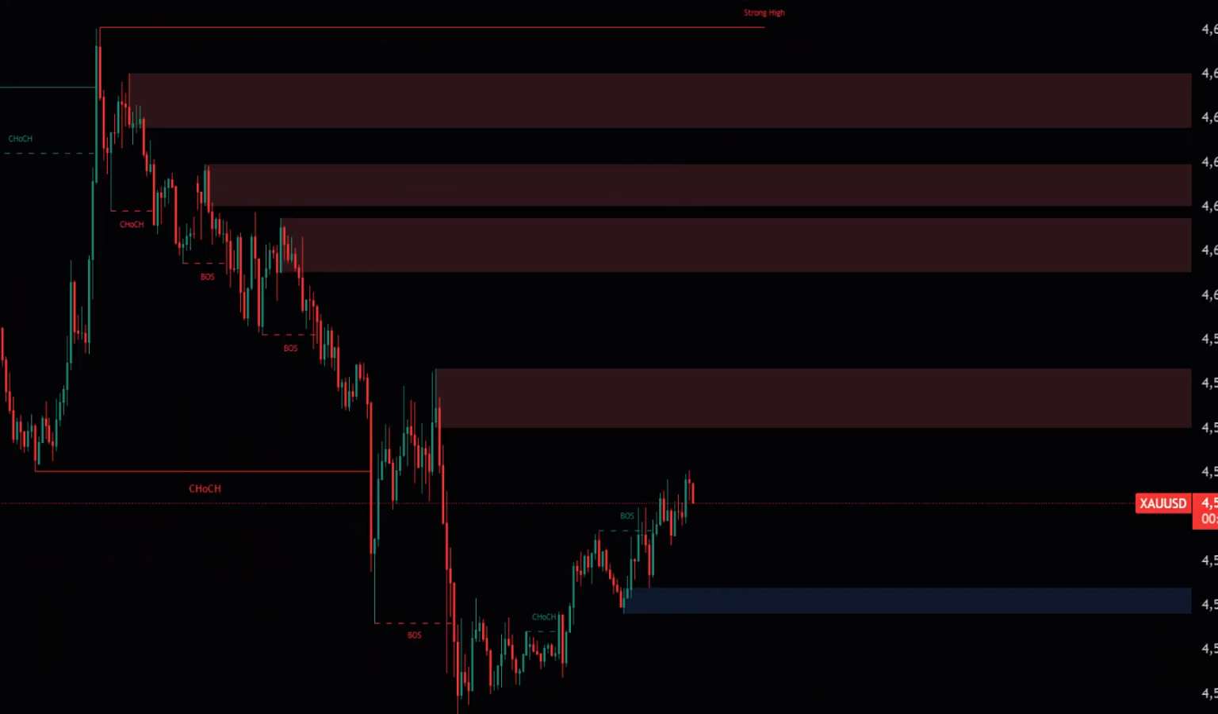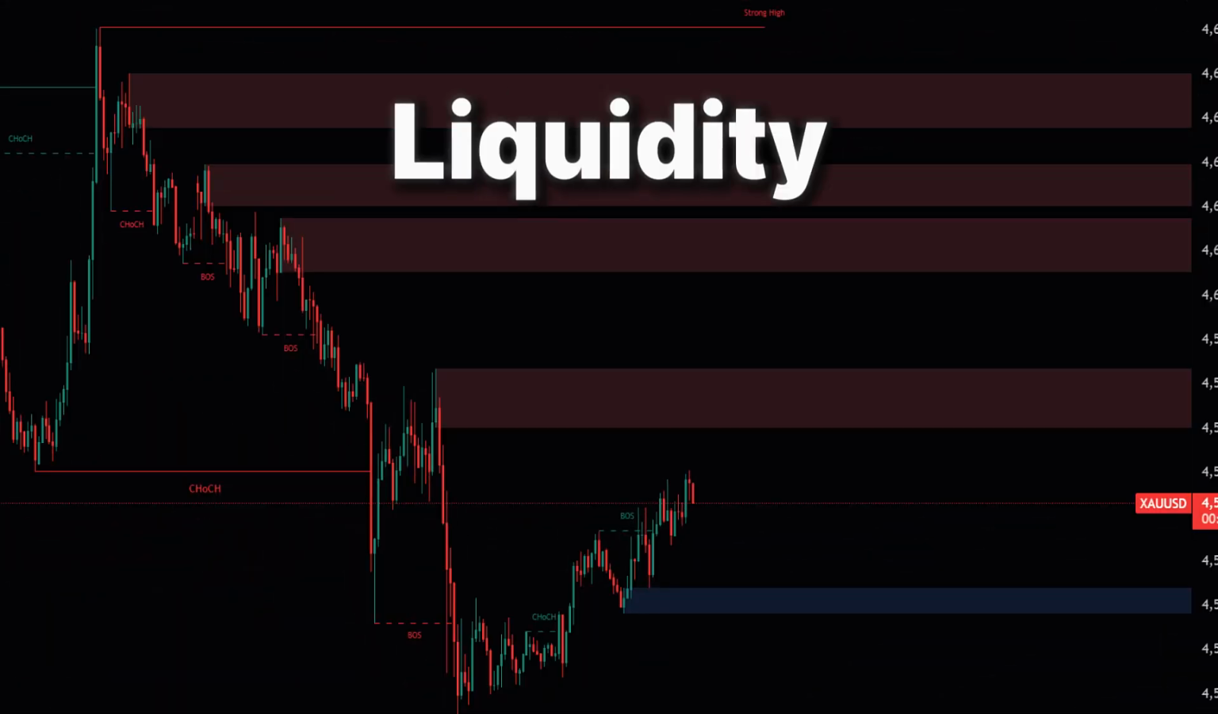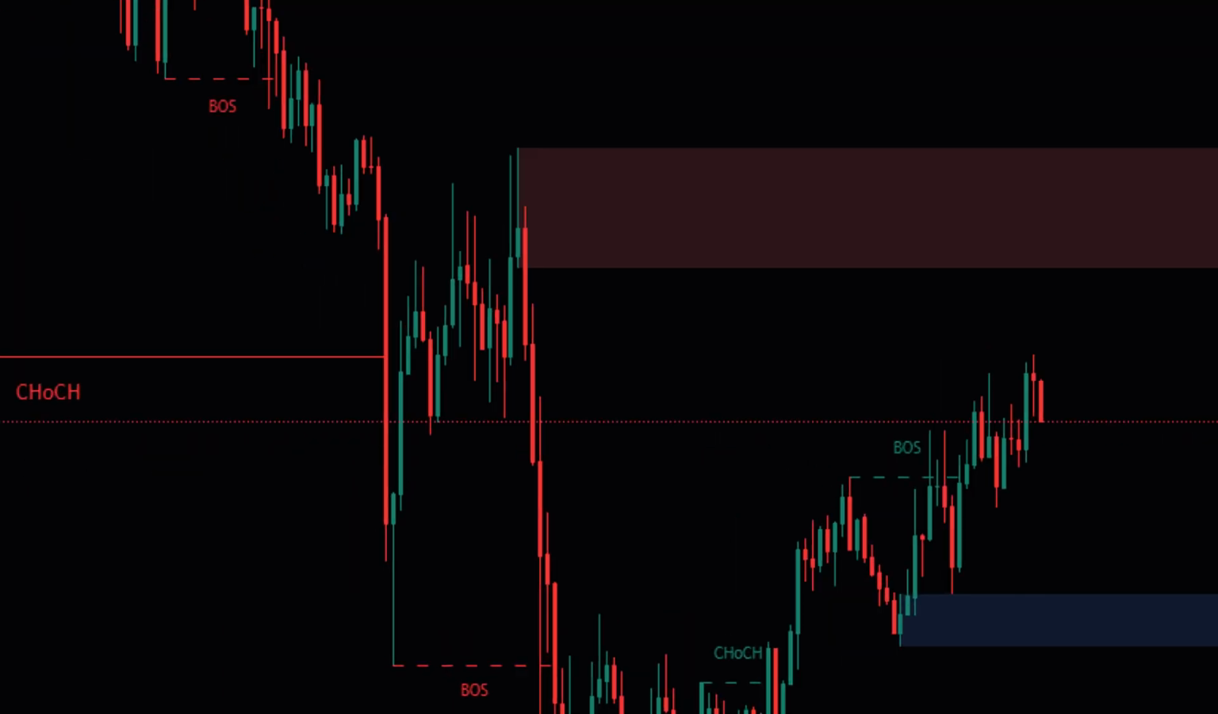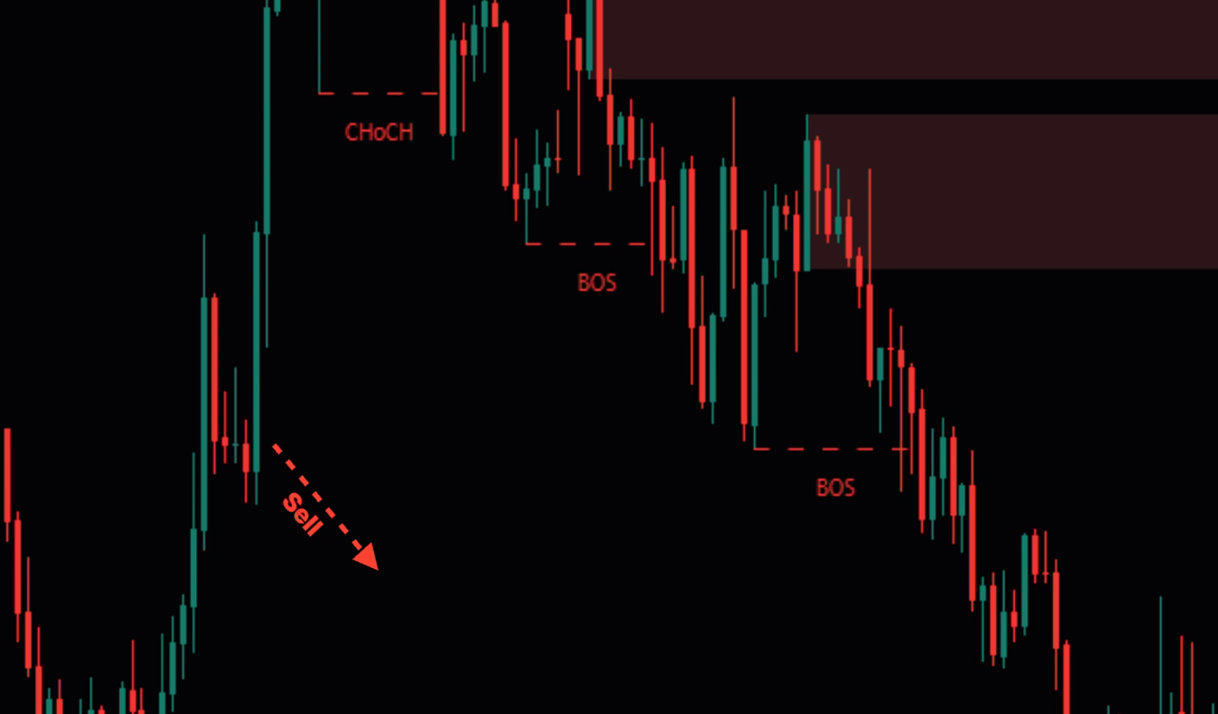Now let's break down the main SMC terms. Liquidity is basically where orders are sitting. If a lot of traders buy at support, their stop losses usually sit below that support. That area becomes sell-side liquidity. If a lot of traders sell at resistance, their stops usually sit above resistance. That area becomes buy-side liquidity. Price often moves toward these areas because that's where orders are available.